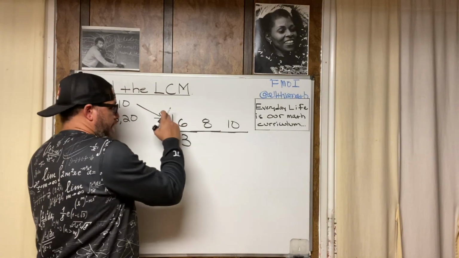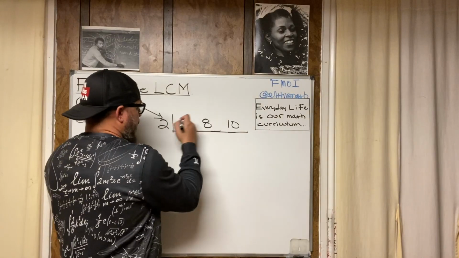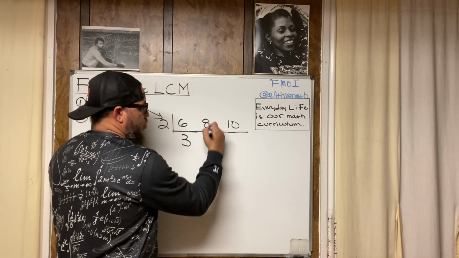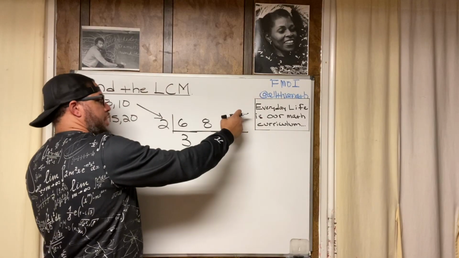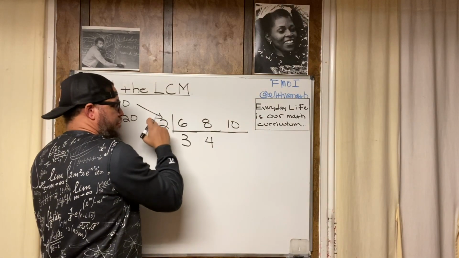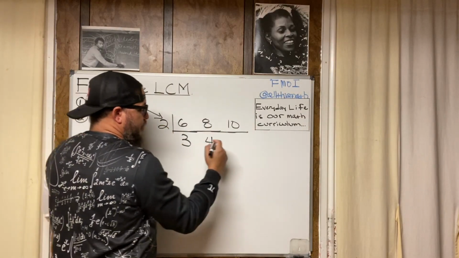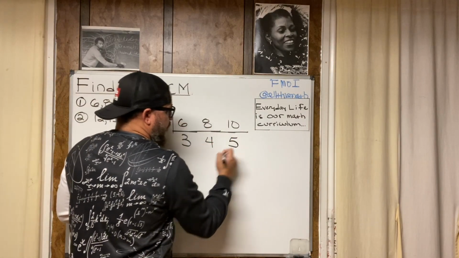Then we do 8 divided by 2. Again, mental math. You should have that memorized. Division facts. 8 divided by 2 is 4. So you write the 4 right there under the 8. Then we do 10 divided by 2. So what we're doing is dividing each of these numbers by the common factor. 10 divided by 2 is 5. Put the 5 underneath the 10.